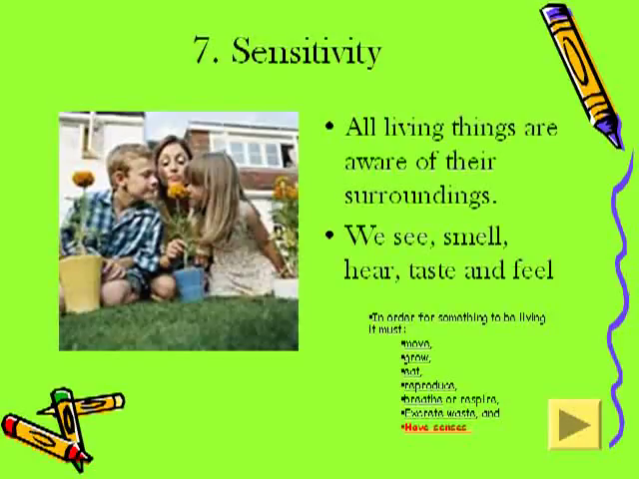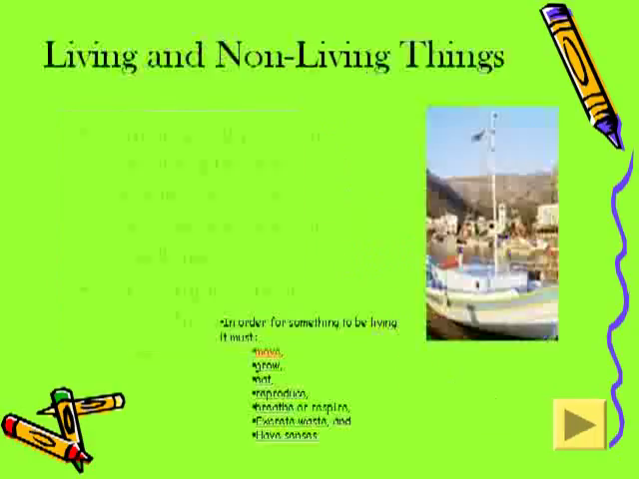7, sensitivity. All living things are aware of their surroundings. We see, smell, hear, taste, and feel.